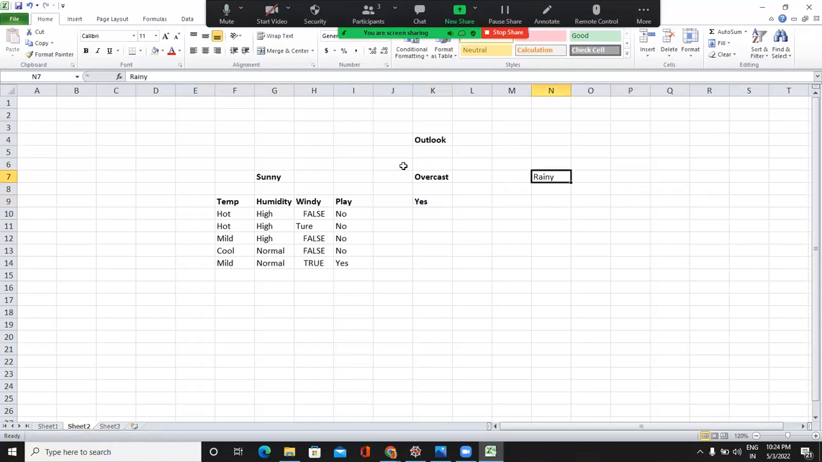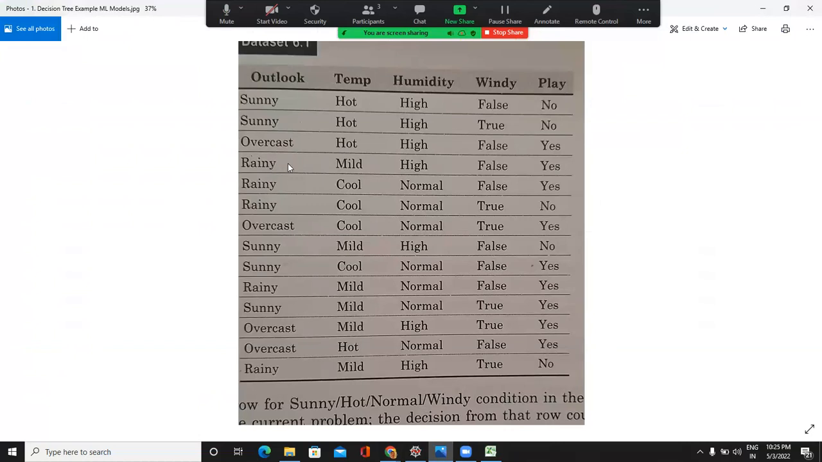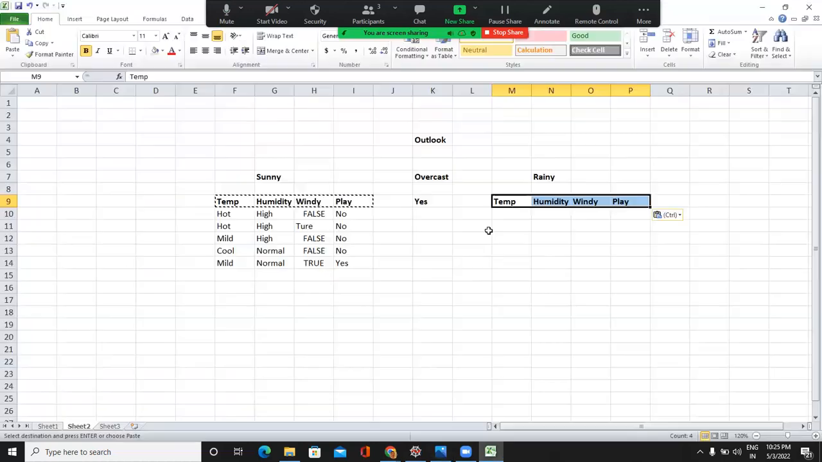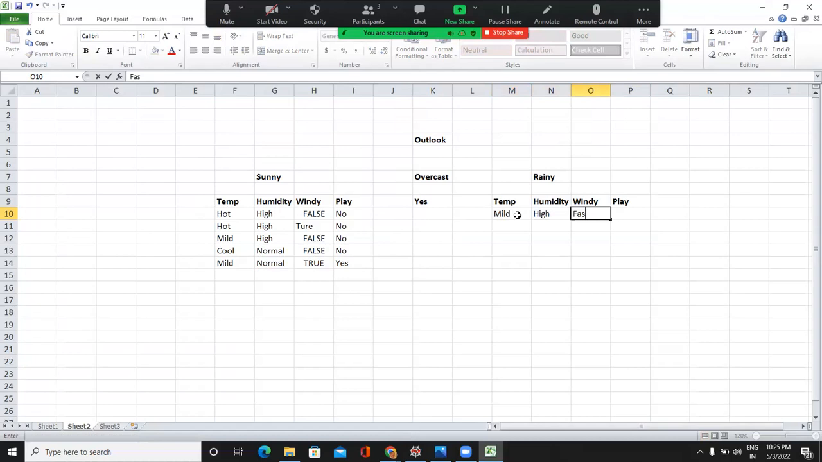Now, if it is rainy, again like sunny, we will have to see what all things are there. So again, there is temperature, humidity, windy and play, definitely. But this time we will focus only on when it is rainy in the original data. So rainy is mild, high, false, yes. We can also copy like that.